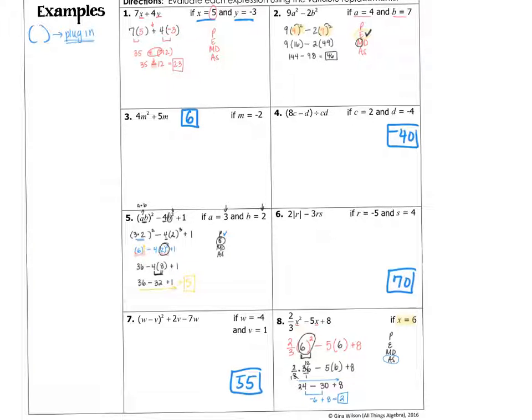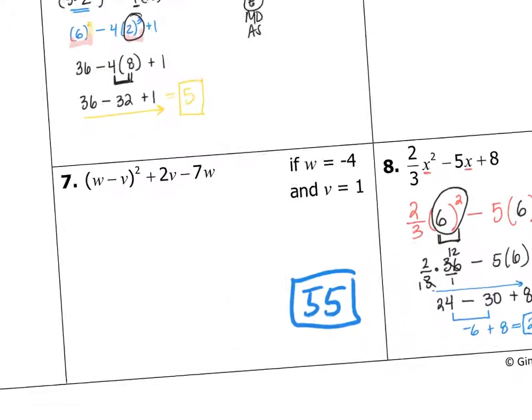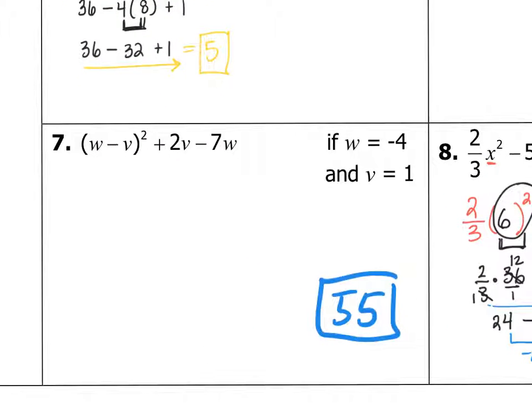And 7 also has a negative. So really important. Actually, let's do one with a negative. Let's grab 7. And then you can do the other 3. So let's grab 7 here because it has a negative substitution. So we're looking at w minus v squared plus 2 times v minus 7 times w. Oh, I don't want to write w. I just want to put a parentheses. Minus 7 times w. If w is negative 4 and v is 1.